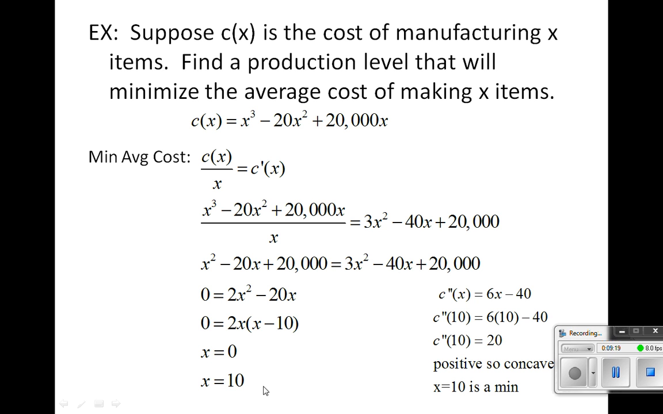So if I plug my critical number 10 into the second derivative, it turns out to be a positive 20, and positive tells me that the graph is concave up there. So I know that if x is going to be an extreme value and it's concave up, it better be a minimum. That is what we were asked for, the average minimum cost. So now that I know that x is 10, I'd have to plug it back into the cost equation to get the actual cost of producing 10.